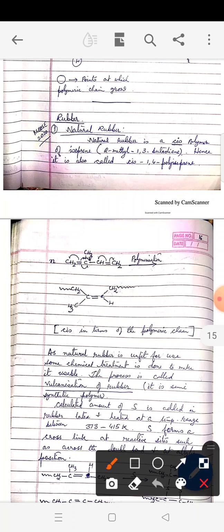So what is natural rubber? Natural rubber has been asked last year also, the year before last, 2020, in the board exam. Natural rubber is nothing but the cis polymer of isoprene. Isoprene is the common name. The IUPAC name is 2-methyl-1,3-butadiene. Now, though the name looks very difficult, the structure is not very difficult.